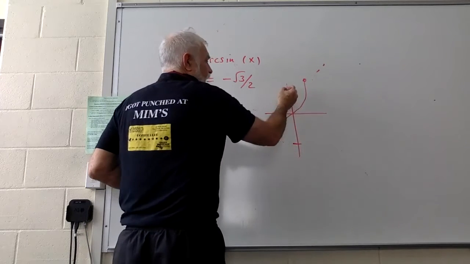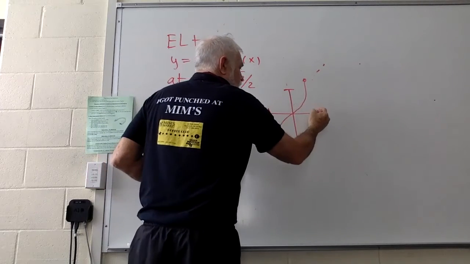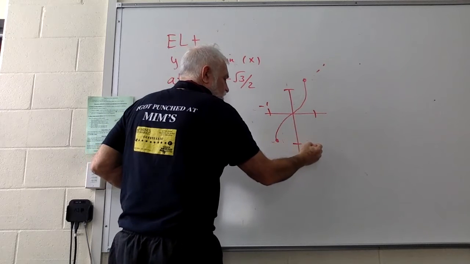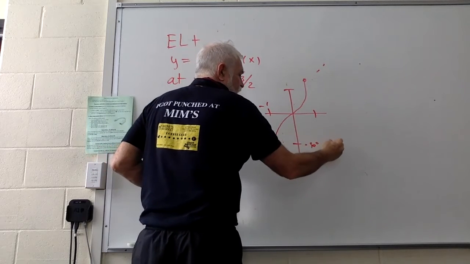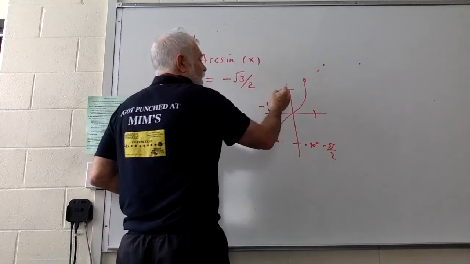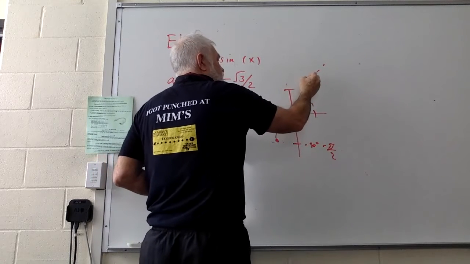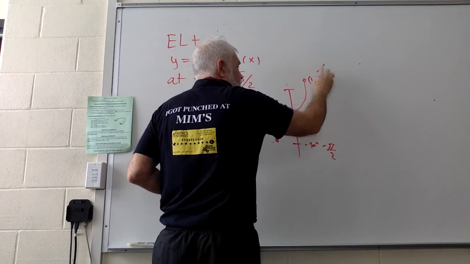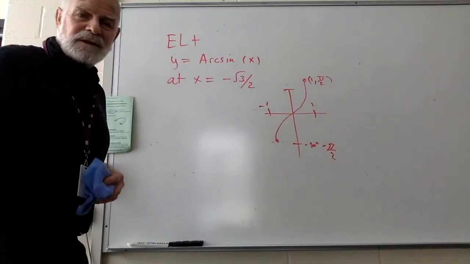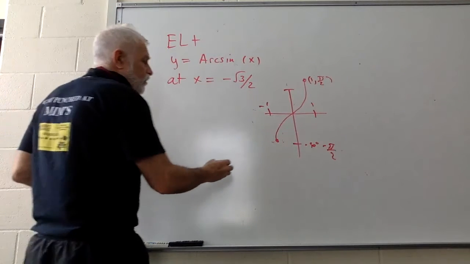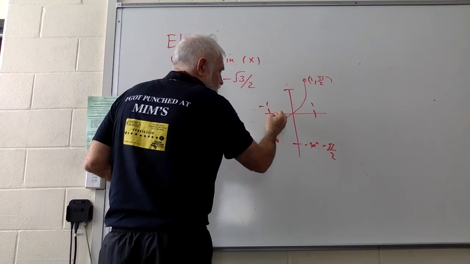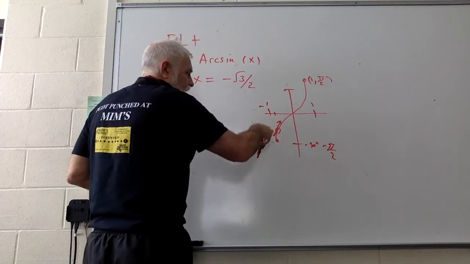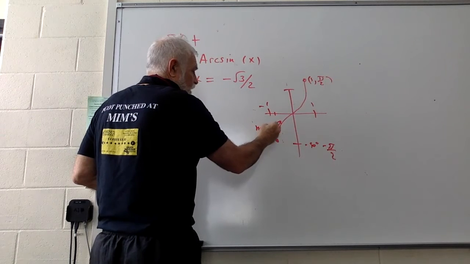We have angles on the y-axis and ratios on the x-axis. So negative 1 gets us minus 90 degrees or minus pi over 2. Quick review here: positive 1 gets us the arc sine of 1, which is 90 degrees or positive pi over 2. All right, so where's negative root 3 over 2? Negative root 3 over 2 is negative 0.87, so we're in this vicinity. We want the equation of the tangent line to this curve. We can see that our slope is positive.